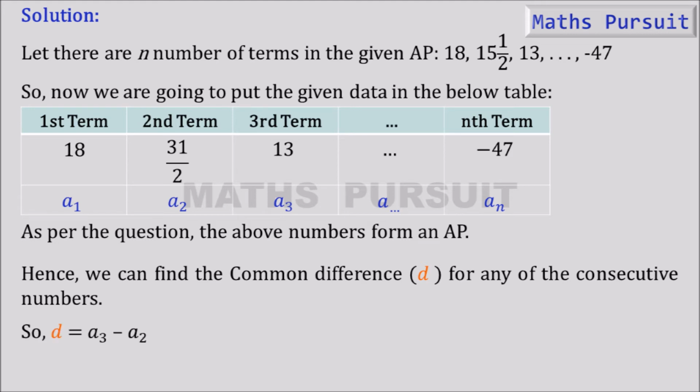So D is equal to A3 minus A2. Here I'm taking the difference of third term and second term. You can take the difference of second term and first term as per your comfort. So D is equal to 13 minus 31 by 2, that is equal to 26 minus 31 by 2, that is equal to minus 5 by 2. So here we get the common difference as minus 5 by 2.